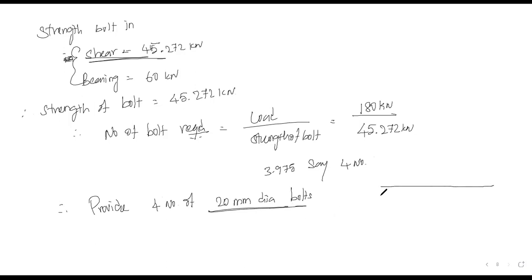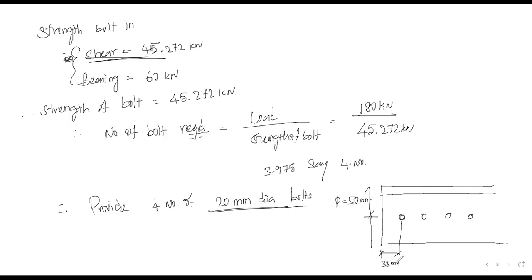So if I'm going to have it like this, in the cross section I'm mentioning. Minimum pitch we have mentioned as 50 mm from this section. Based on that, edge distance and pitch are both similar. Here the end distance is nothing but 33 mm, and the balance each is 50 mm, gauge distance and the pitch distance. So we require 4 numbers of bolt 20 mm dia. So this is our final result.